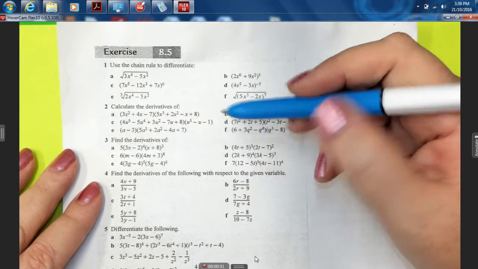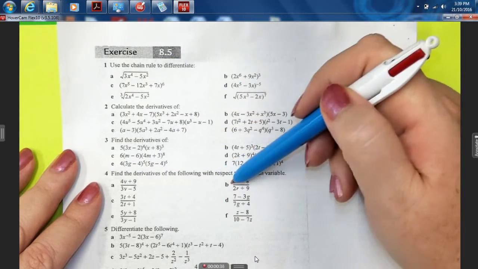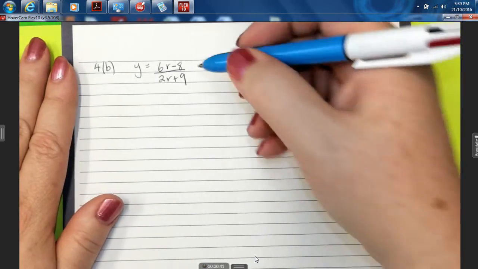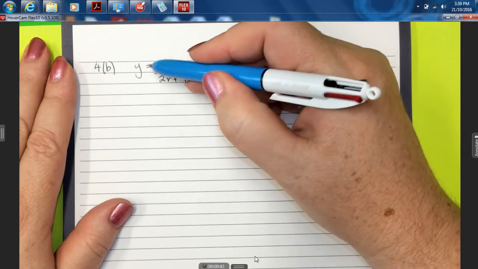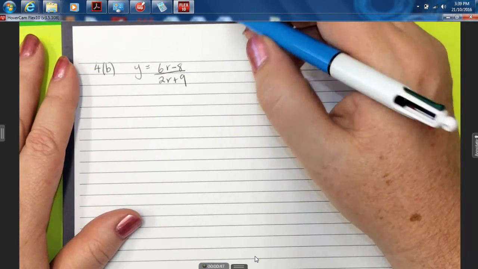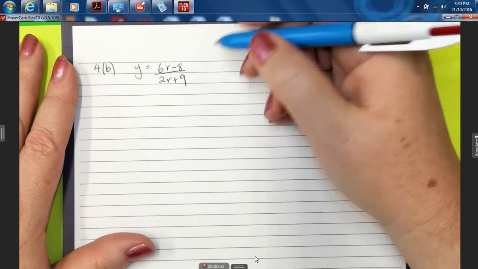So the question that I'm going to demonstrate with is from exercise 8.5 for B. So I've started off by writing for B again on my page, and I've once again started with y equals to help my communication, and I'm going to remember that the variable within is r and not x.